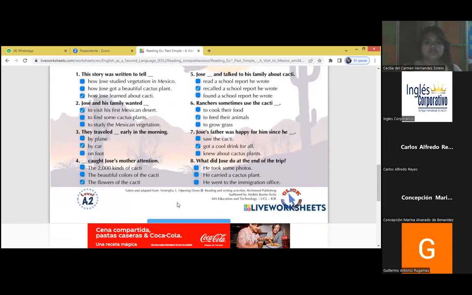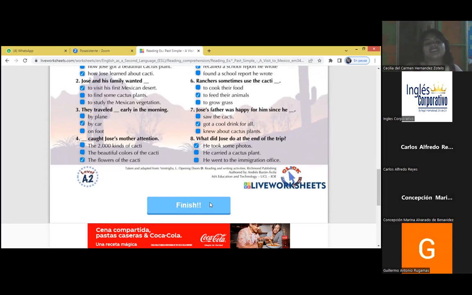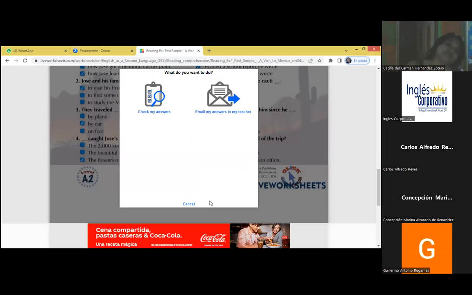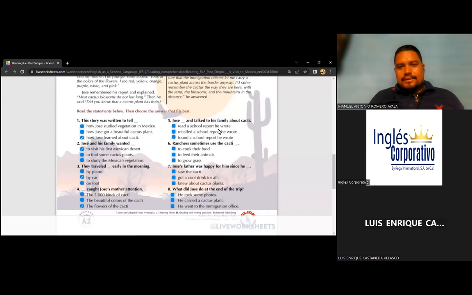La ocho dice que... la ocho es como he took some photos. Tomó alguna foto. ¿Qué más? Finish. Vamos a ver. 10 de 10. 7 de 10. No, la 7, ¿no? Call it a code for a growth. On a school for a growth.